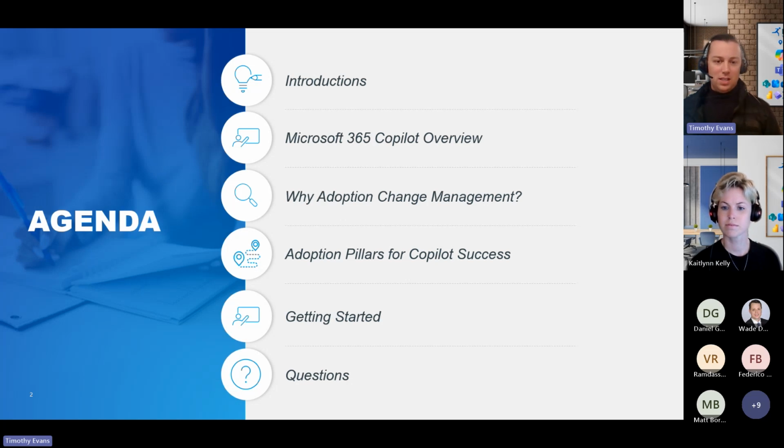Then we're going to get to the meat of our webinar today, which is why adoption change management is focused all on adopting Copilot. We're then going to look at a few key adoption pillars for Copilot success. Caitlin's going to walk us through getting started with Copilot. And then we are going to open it up for time for questions.